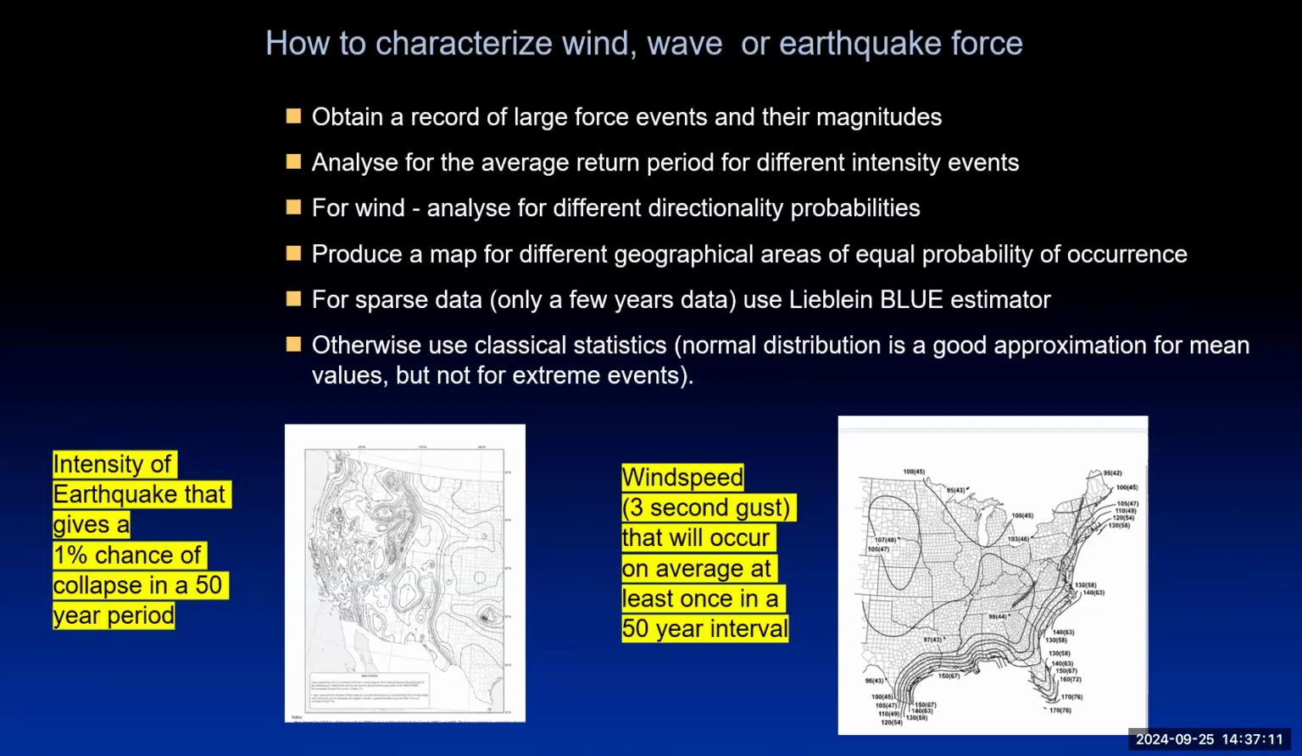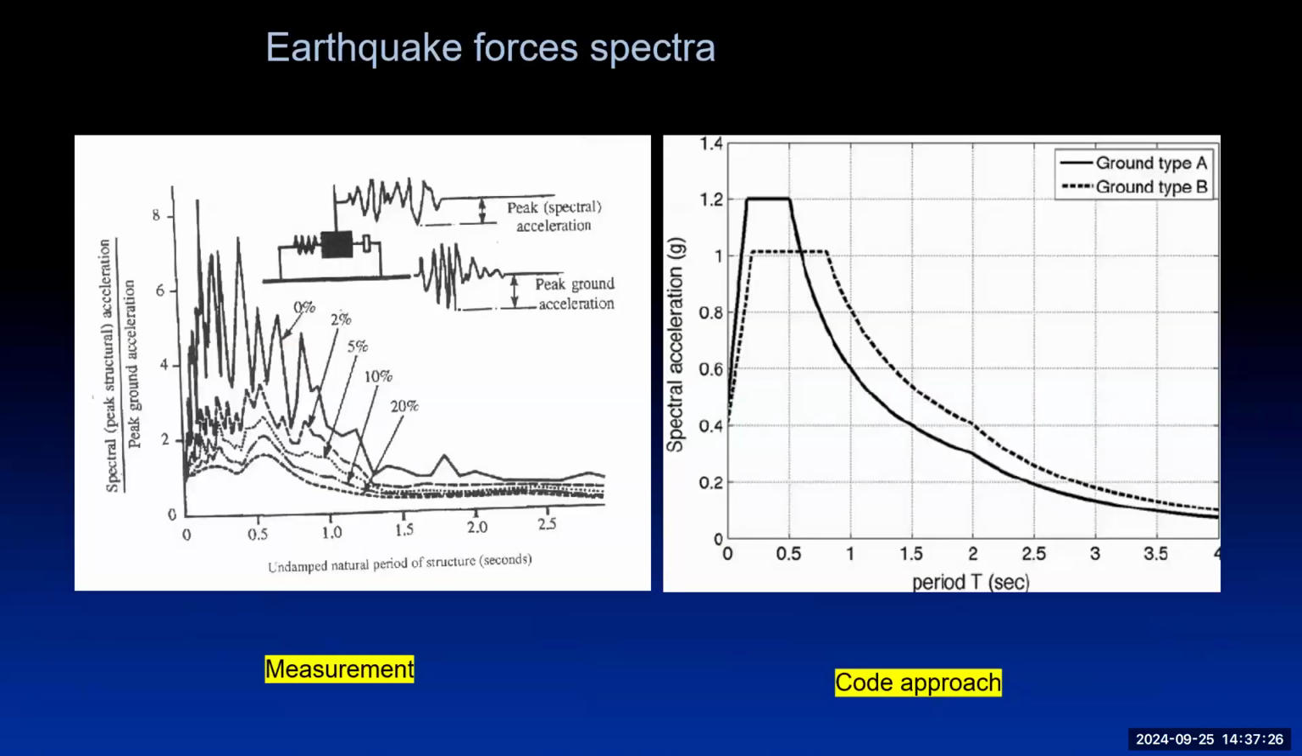We can use classical statistics so long as we've got enough data. We can do that for wind. We do it for earthquakes, but the confidence interval is quite big. These are earthquake spectra, and this is an instantaneous one here. And this is what we put into codes of practice. We smooth it out and say design to that based on the ground type. And here, seismic engineers tend to use the period. The period is 1 upon the frequency, as simple as that.